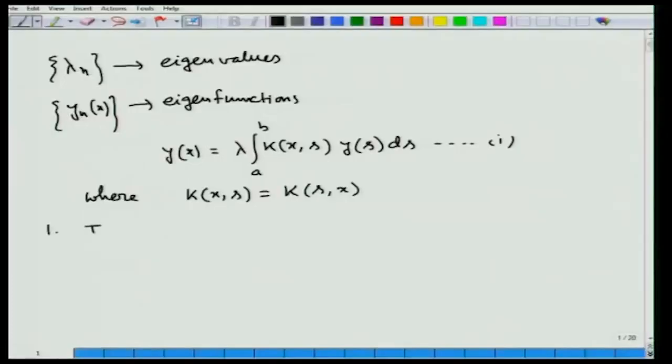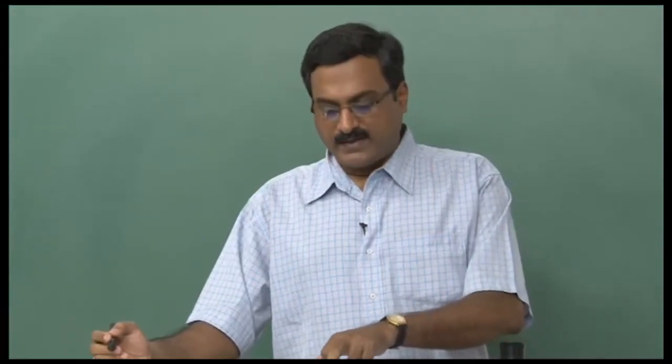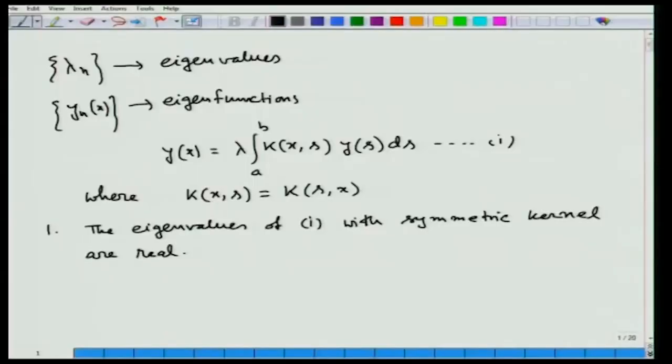First of all, the eigenvalues of 1, that means this integral equation with symmetric kernel, are real. So, if we consider this Fredholm integral equation y x equal to lambda integral a to b k x comma s y s d s, where the kernel k x comma s is symmetric, then all eigenvalues of this particular problem will be real.